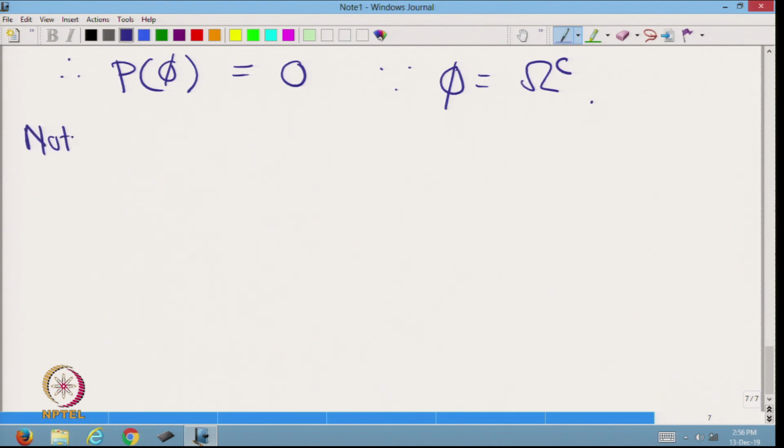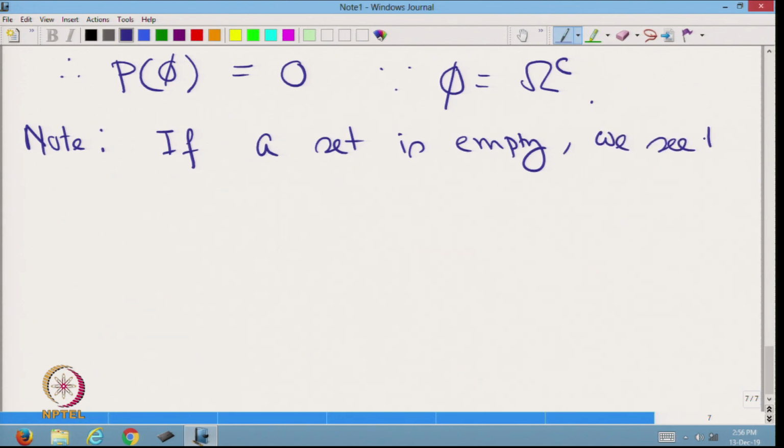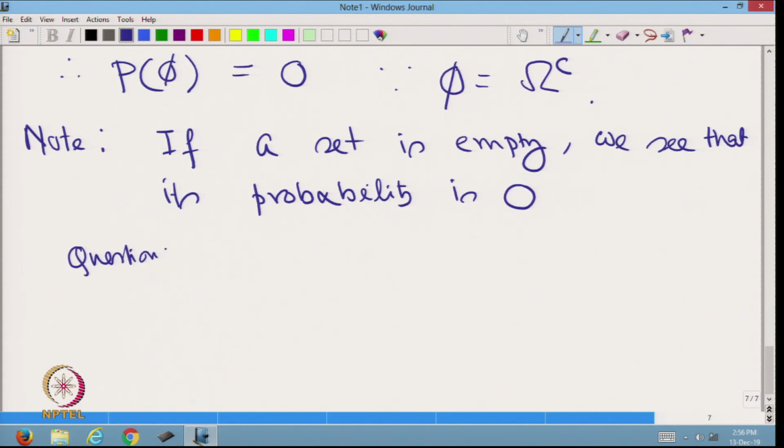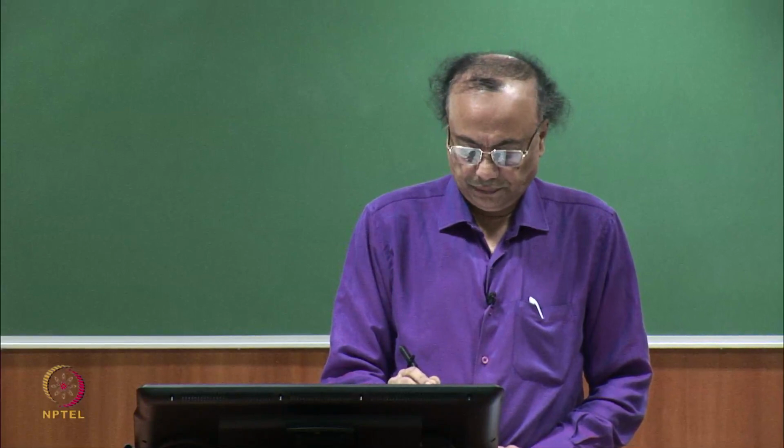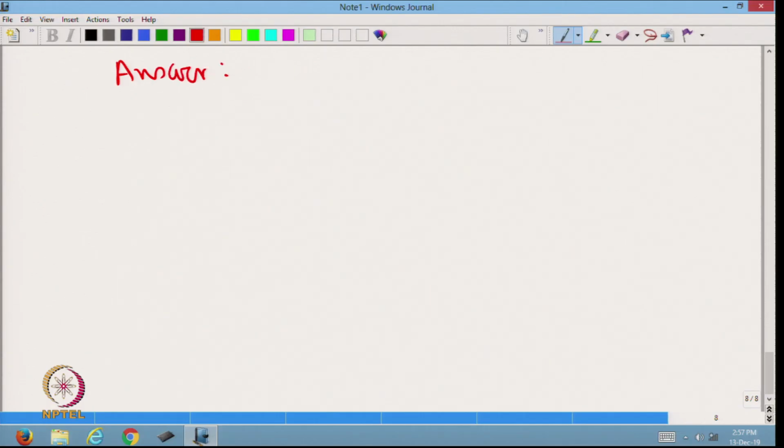Now, note, if a set is empty, we see that its probability is 0. Question: is the converse true? If probability of A is 0, does it mean A is phi, that is, the empty set? That is the question. The answer is that no.